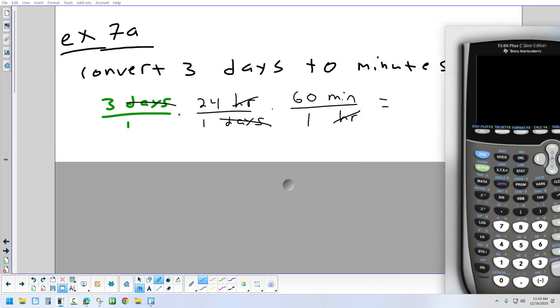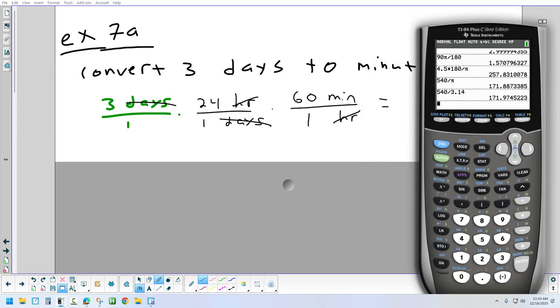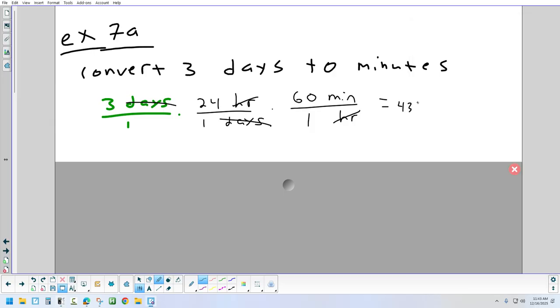Sometimes the denominator comes out to 1. It did in this case. If it doesn't, then we have to use it. But this time you don't need it. So 3 times 24 times 60. Okay, it's 4,320. And what's my label? Minutes. Because that's the label that's left right there, minutes.